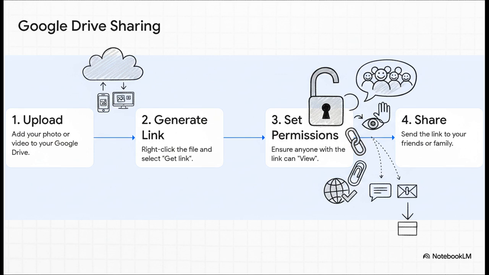Now, step 3 is absolutely crucial. You have to make sure you set the permissions so that anyone with the link can view it. If you forget this, your friends are just going to get an access denied error. And finally, just copy that link and paste it anywhere, a text, an email, whatever. Done. They can now see and download the perfect, full-quality version.